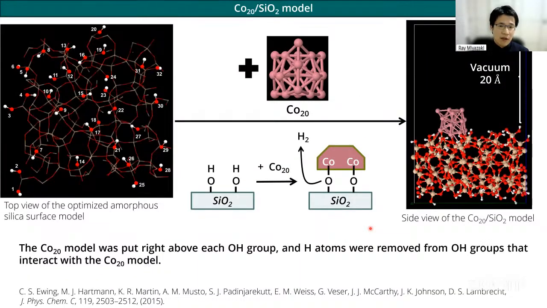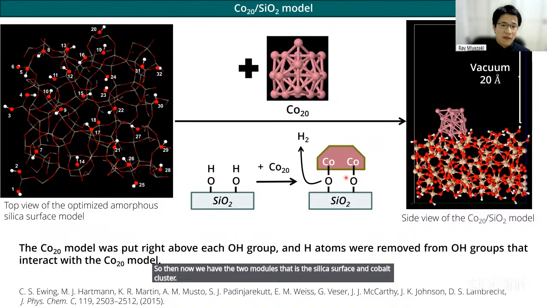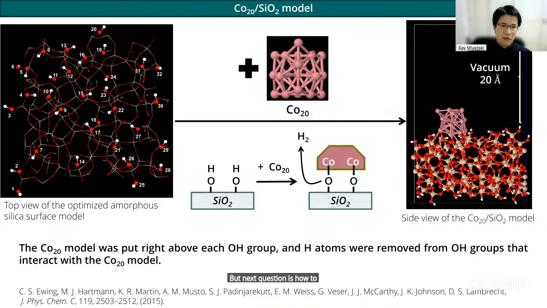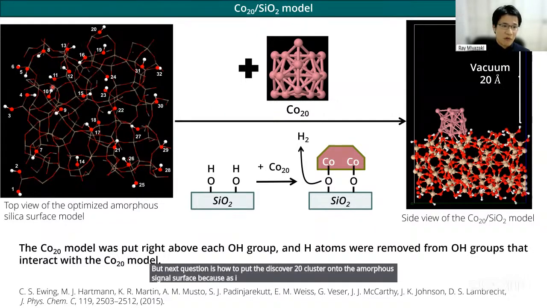So now we have the two models, the silica surface and the cobalt cluster. But the next question is how to put this cobalt-20 cluster onto the amorphous silica surface. Because, as I mentioned, this is an amorphous surface, there's no symmetry of the surface, so we can freely put the cobalt cluster onto it.